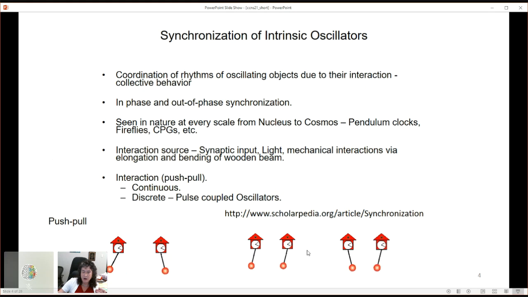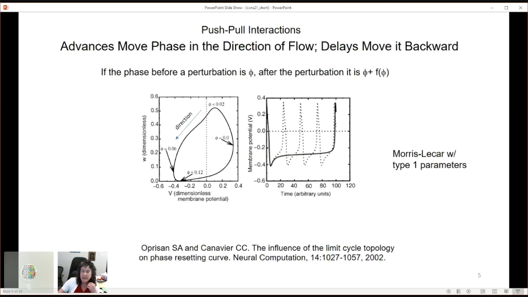All right, so now that we've thought about a single neuron as an oscillator, I want to think about how coupling single neurons could cause coordinated network activity. What I'm showing here are the clocks from Christiaan Huygens, clocks on a metal beam that coordinated their activity via push-pull mechanical interactions along a wooden beam. But I'm interested in how neurons, oscillatory neurons, interact with each other and coordinate their activity.